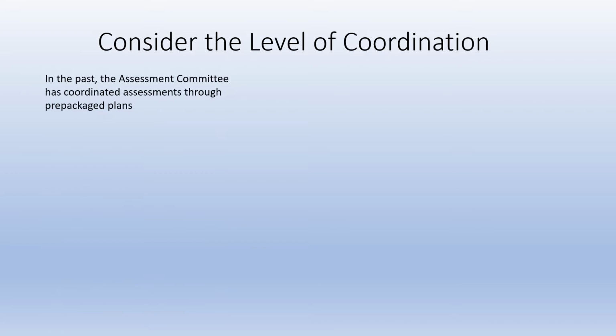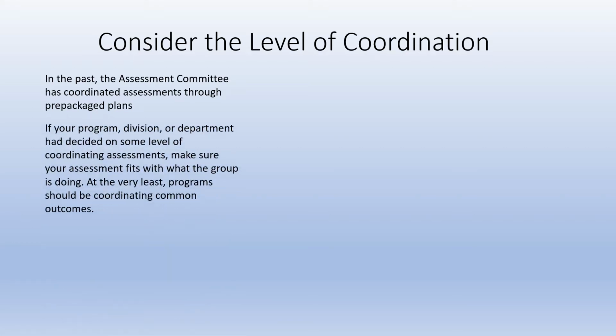So one thing you need to do is consider the level of coordination that needs to happen this year. In the past, the assessment committee has coordinated assessments through prepackaged plans or through having everybody do the same institutional outcome. If your program or division or department had decided on some level of coordinating assessments, make sure your assessment fits with what the group is doing. At the very least, programs should be coordinating common outcomes that are being done by everyone, if possible.